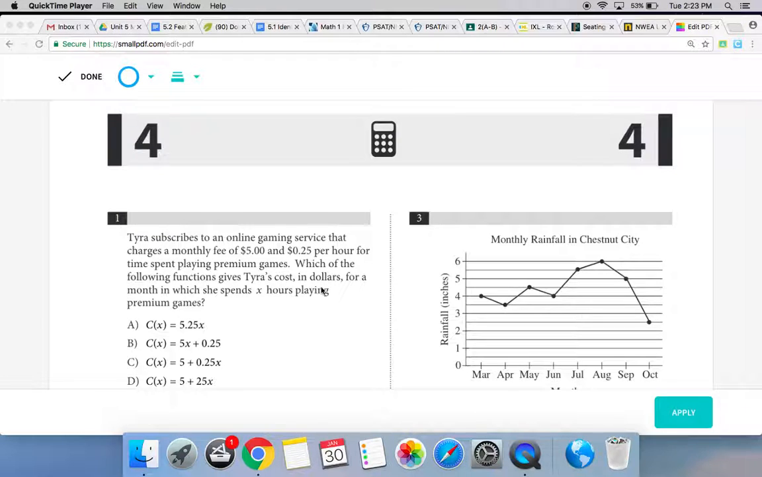Today in class, we work on questions 1 through 10 of the PSAT packet, section 4. So we started with number 1.